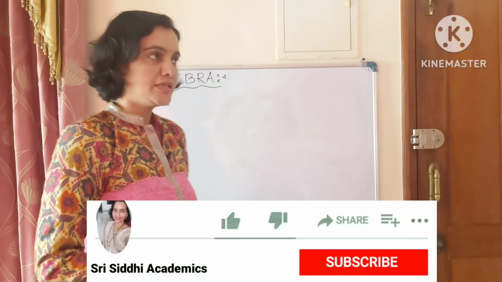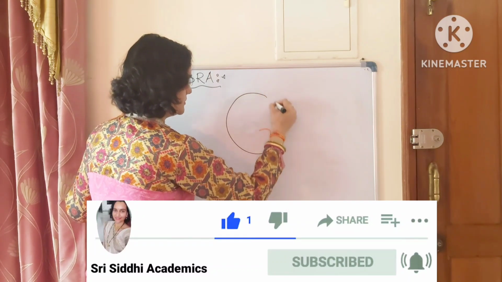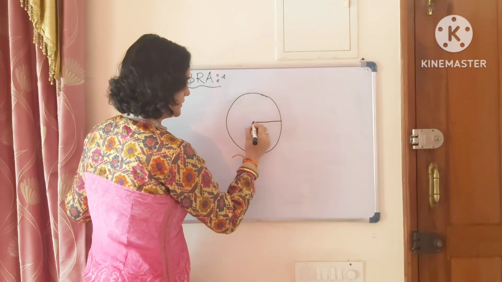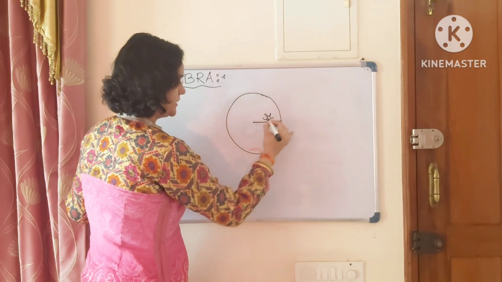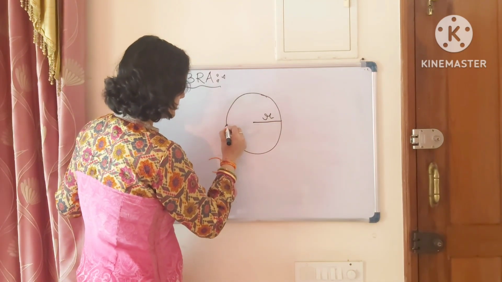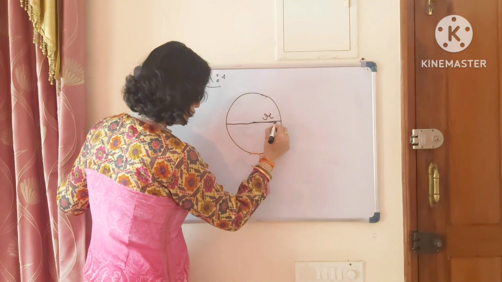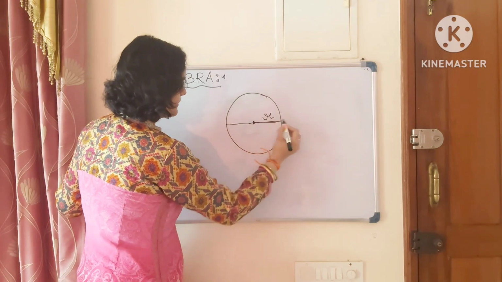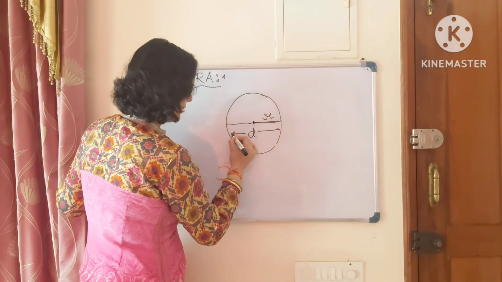Let's take another example. Let's take the example of a circle. This is the center, and this line segment joining the center to the circumference is called radius. So I take this as r for radius. And now if I draw a line segment through the center of the circle, then this is called what? Diameter. We know this is called diameter.